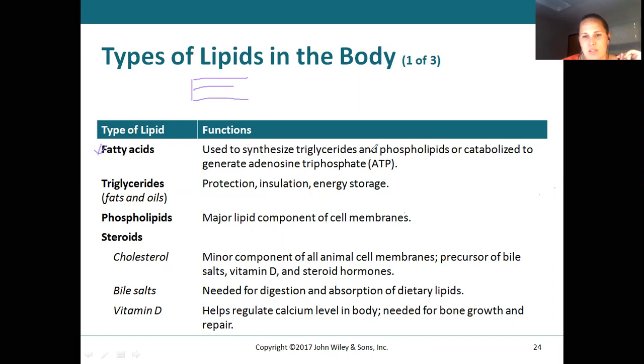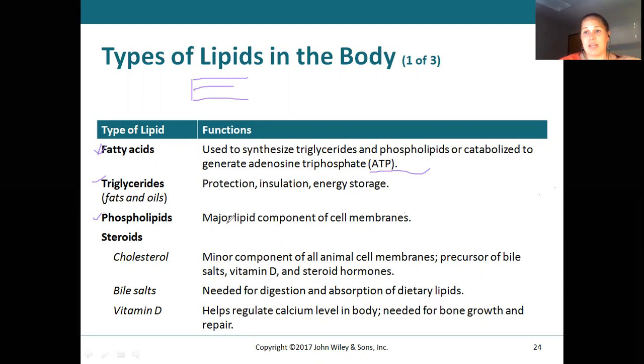They use triglycerides and phospholipids to generate adenosine triphosphate. So again, if you remember anything from basic biology, ATP is energy for the cell. It's generated in the mitochondria, which is the powerhouse of the cell. And we'll talk about that process a little bit when we talk about metabolism. And then triglycerides in the body are used for protection, insulation, and energy storage. And then phospholipids are the major lipid component of cell membranes.